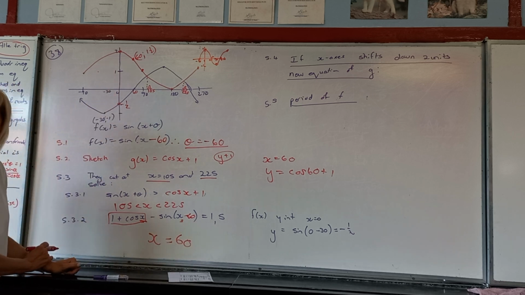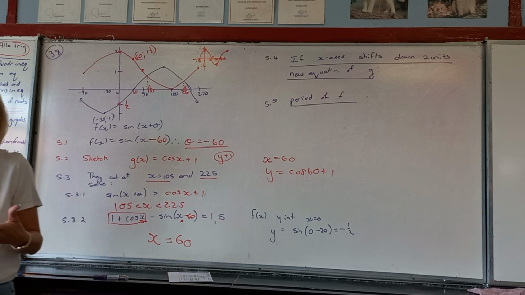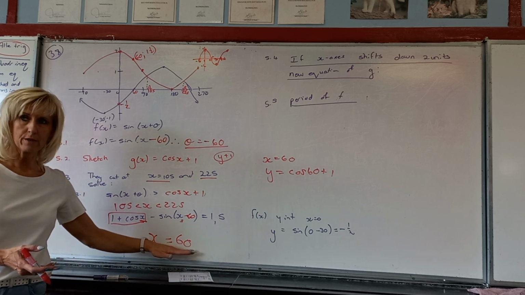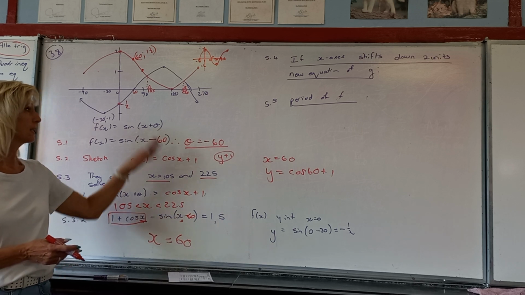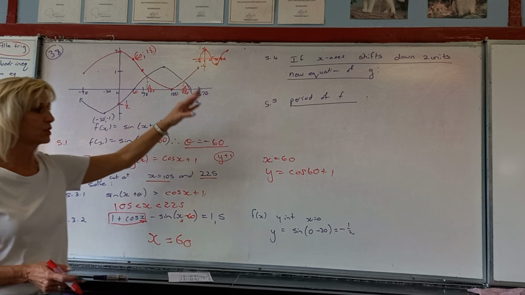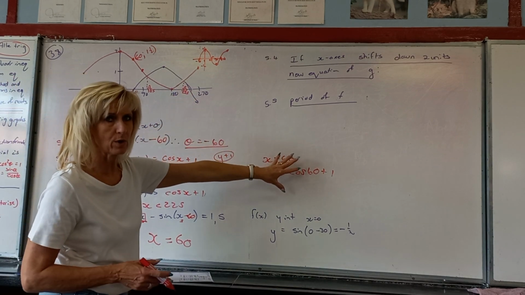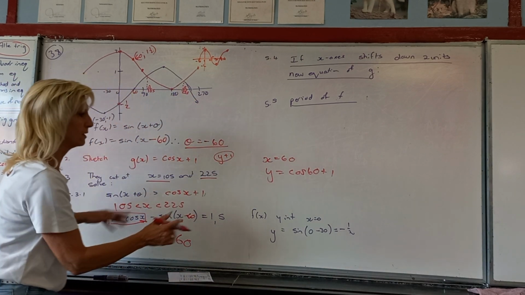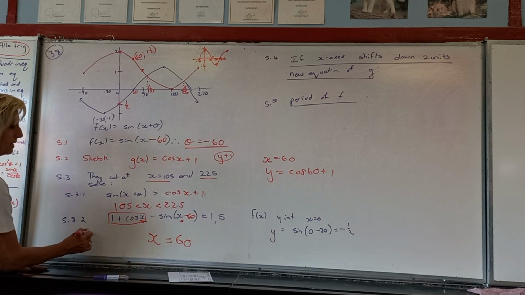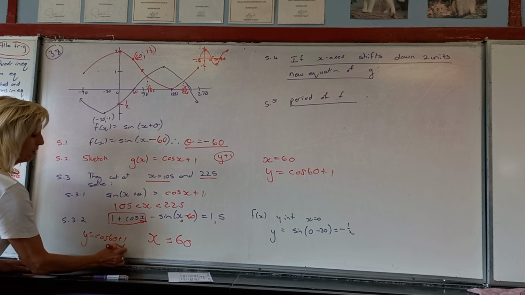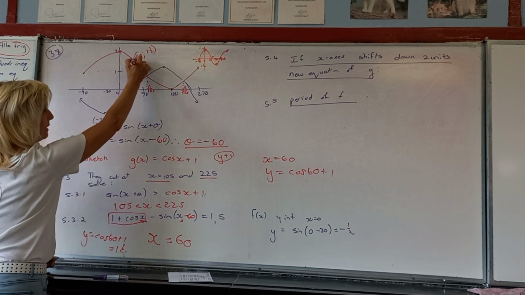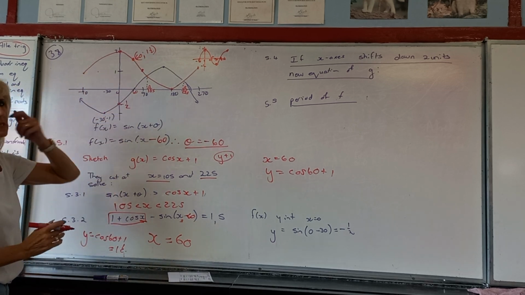60. Excellent. And that's why it was worth 3 marks. Because the 60 would be worth 1 of the marks. The other marks would be to go and establish that you want to substitute that x value with 60 and actually work it out. And so long as I could see the 1.5, I didn't write all of that in here now. So that y equal to cos 60 plus 1 was 1.5. So that I've got my point there of 60 and 1.5, and then the distance is going to be 1.5.